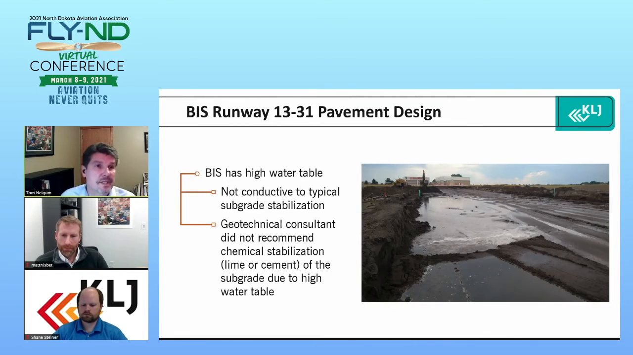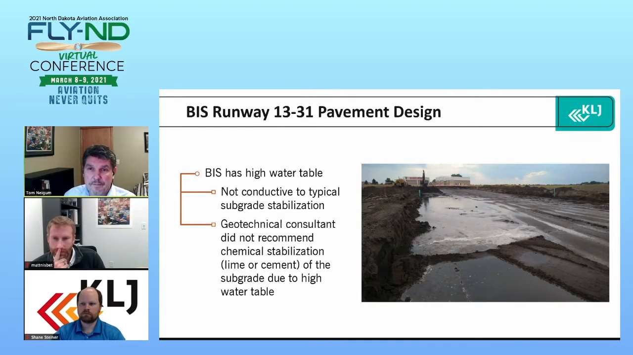Okay, second piece I wanted to talk about is the runway 13-31 pavement design. So really with Bismarck's pavement, we were trying to do limited frost protection, which is basically 65% of the frost depth at the Bismarck Airport. So frost depth is about 6 feet. So 65% of that, we were trying to get a pavement section that is 47 inches in depth.